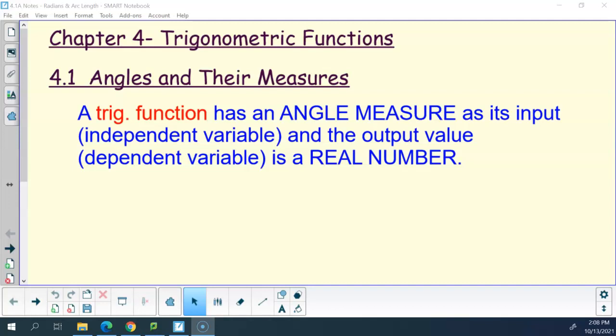Okay? It has its angle measure as its input. So the independent variable is an angle. The output is a real number. So we're going to input an angle measure into our function. All of our x values from before are now going to be angle measures. Our outputs, our outcomes, our results, if you will, are now going to be real numbers. Okay?